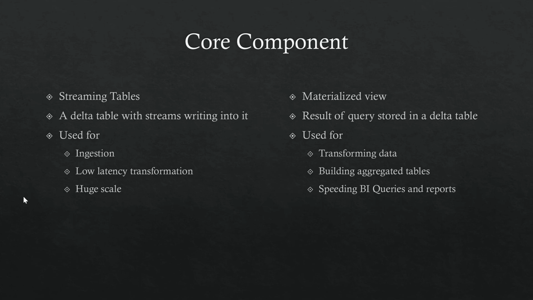And the materialized view is the result of a query that is actually stored in the Delta table, and that is used for transforming the data, or you can build aggregate tables on top of it, and you can speed up the BI queries and reports. If the BI queries and reports are slow, you can go ahead and create a materialized view on top of it. So it's actually very beneficial to create a materialized view in the gold layer so that the BI queries or reports run on those views.